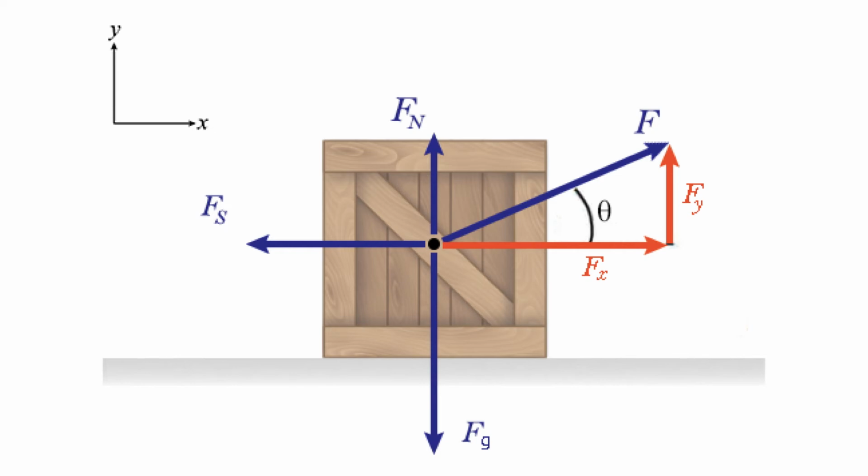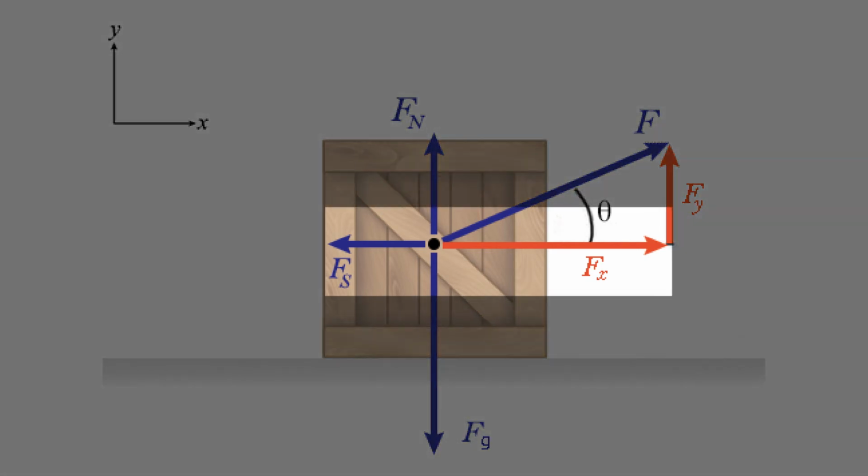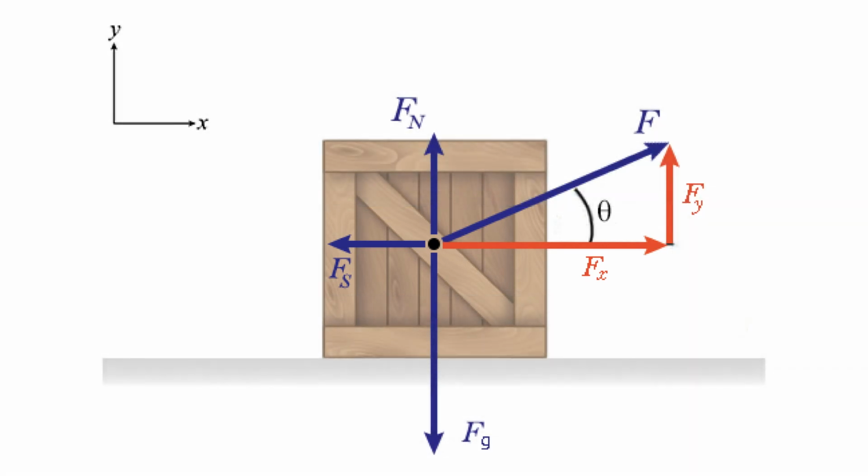If you were to draw Fs much shorter, as shown here, the physical situation is not accurately described. Here it looks like there's a much larger force to the right than to the left. The diagram shown here communicates that the crate should be moving to the right.